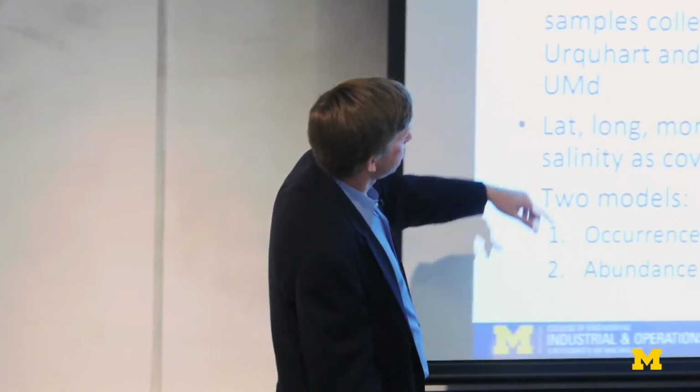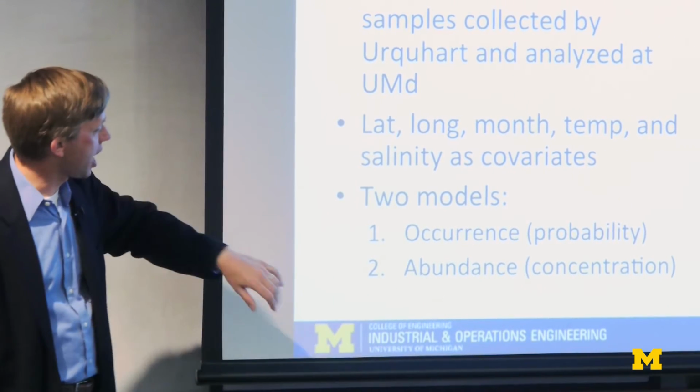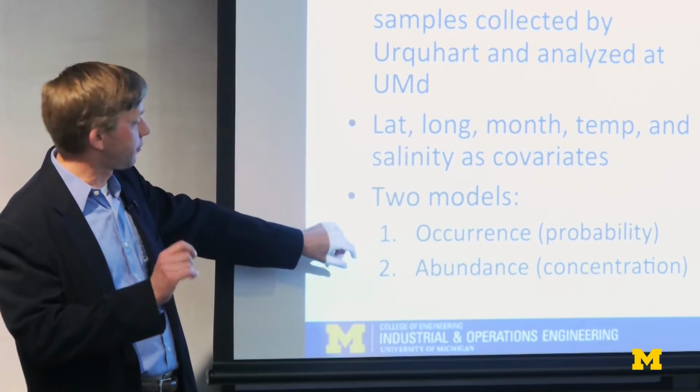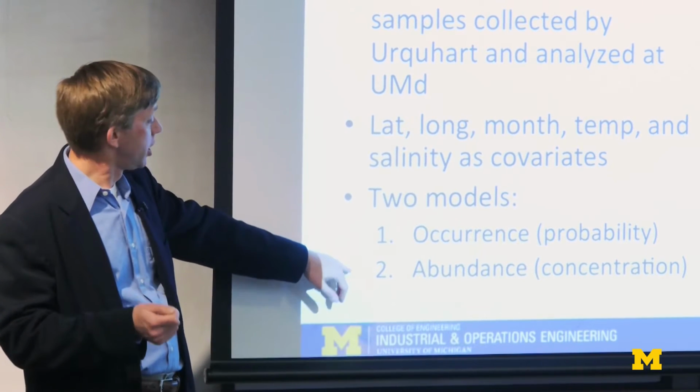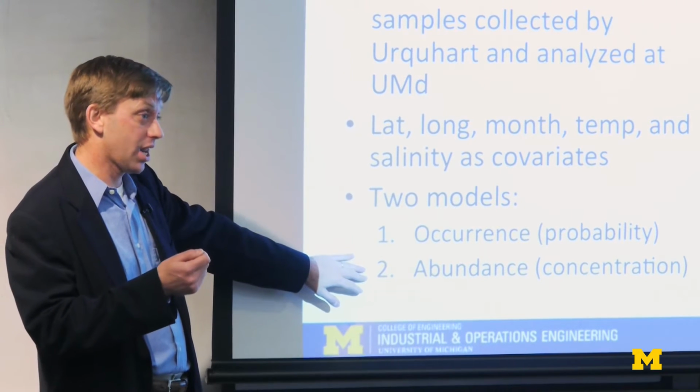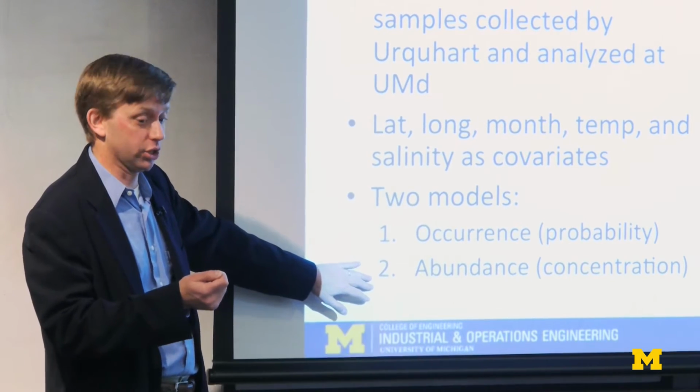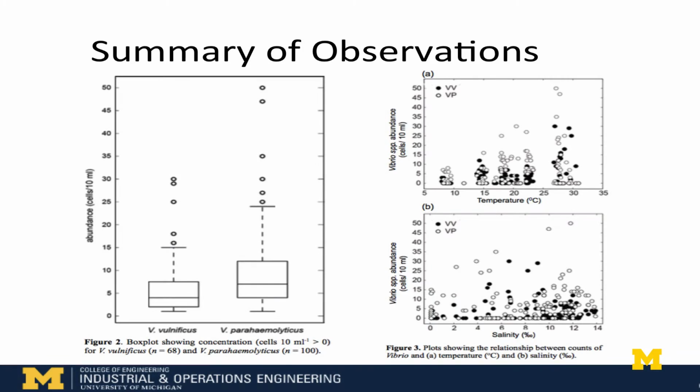So we got lat, long, month, temp, and salinity. And we looked at this in two ways. The first is, is Vibrio there or not? So it's a classification model. The second is, okay, can we get a concentration, which is going to be a lot trickier? We tried both. So just to give you a sense of what the data looks like, we're going to look at vulnificus and para. Para's a little bit higher.